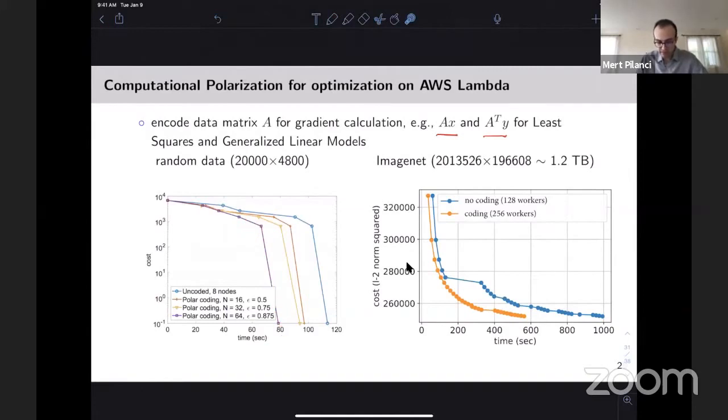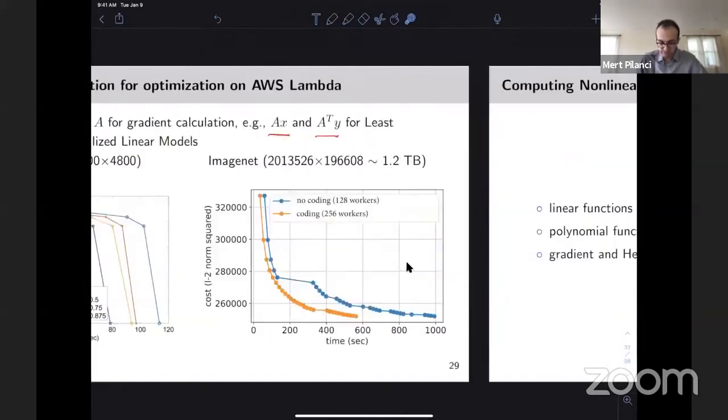And on the right, you see the ImageNet data. This is a very simple logistic regression problem on ImageNet. And then this data set is very large. We have to use distributed workers. And when we use 128 workers, we get these blue points in convergence. And when we decrease the rate to 1/2, we get the orange curve. It's definitely faster as we decrease the rate.